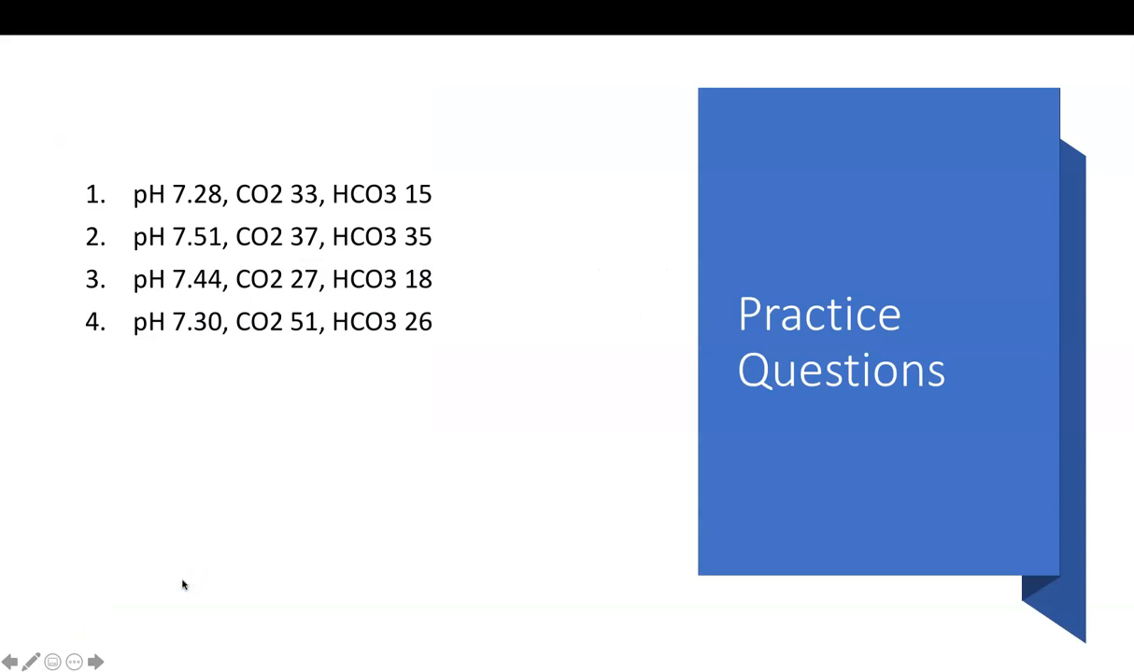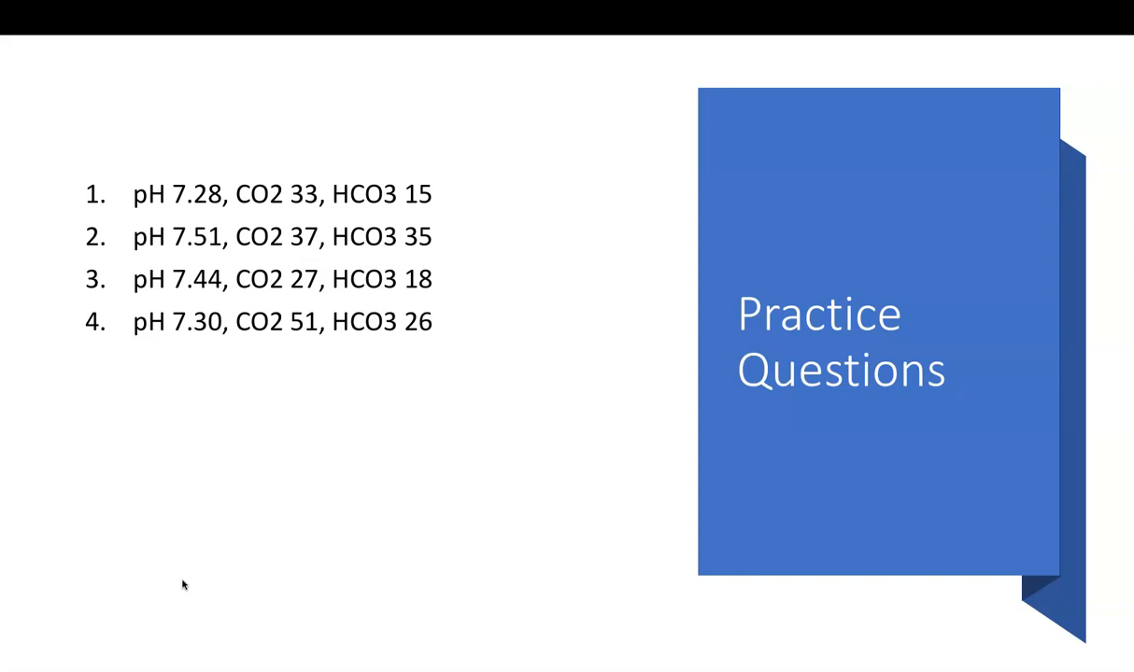So we're going to do these practice questions. What I would recommend is that you go through them yourself, pause this, go through them, and then listen to check your answers. I'm going to give you the answers. Number 1 is metabolic acidosis, because we have a low pH and a low bicarb. It's uncompensated. Remember, metabolic is equal, so our bicarb is low as well as our pH. Number 2 is metabolic alkalosis because we have a high pH and a high bicarb, and it's uncompensated.